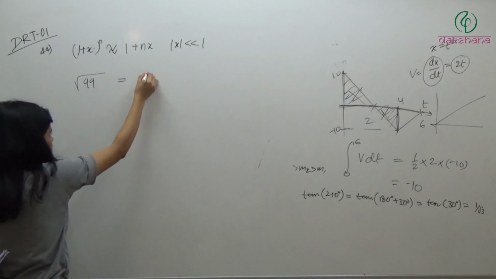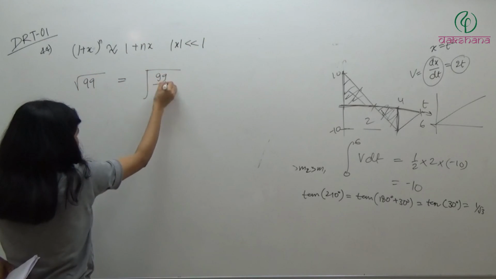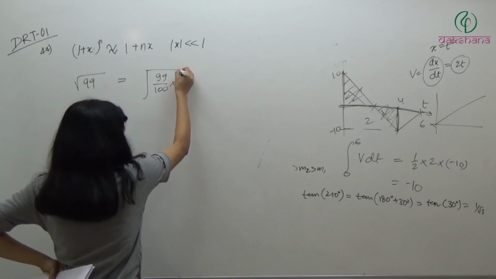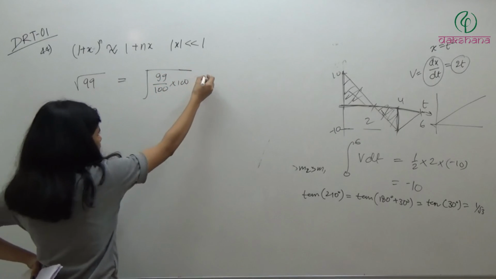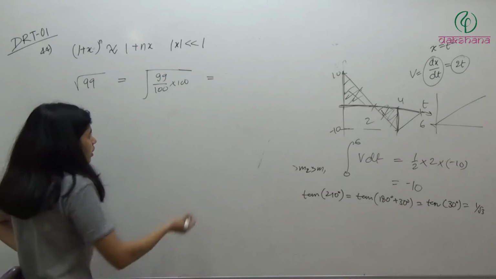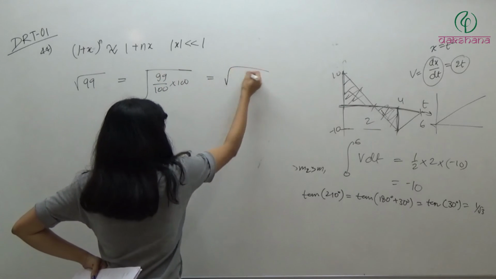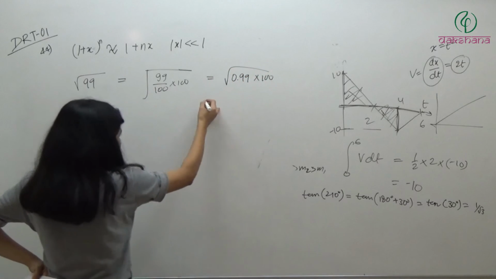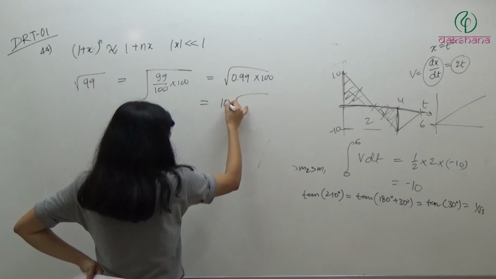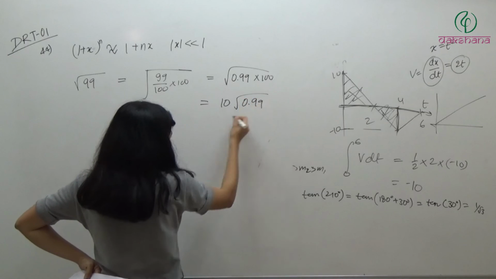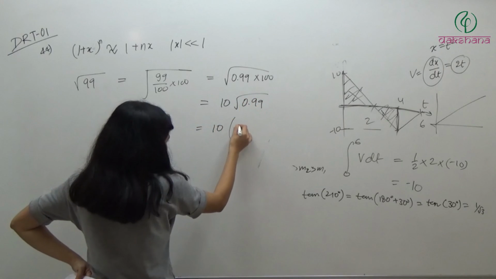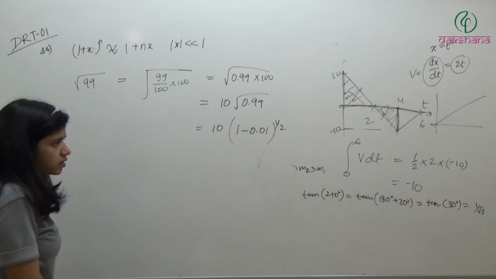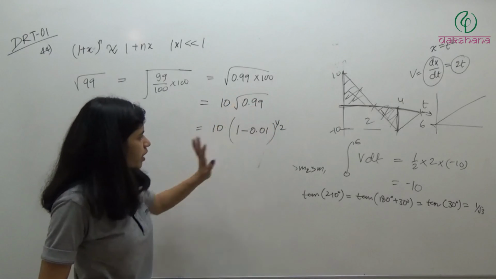So it can be written as 99 by 100 into 100. Can I write it like this? Yes. Multiply and divide below, and multiplied above. So now I can write √0.99 into 100. What is the root of 100? 10. So it is 10 √0.99 which is equal to 10 into 1 minus 0.01 to the power half. Can I write it like this? Yes, this can be written as this.